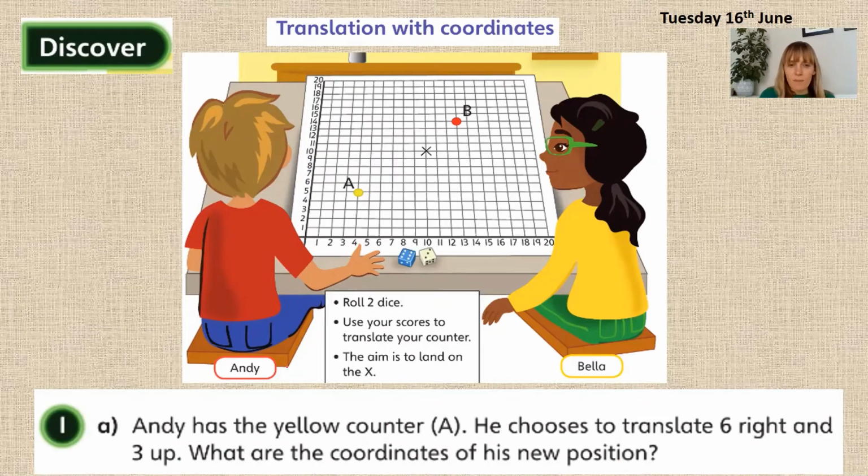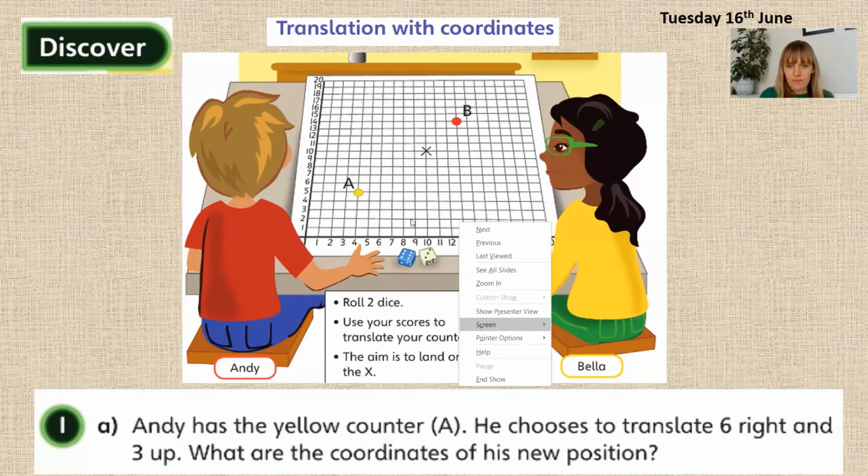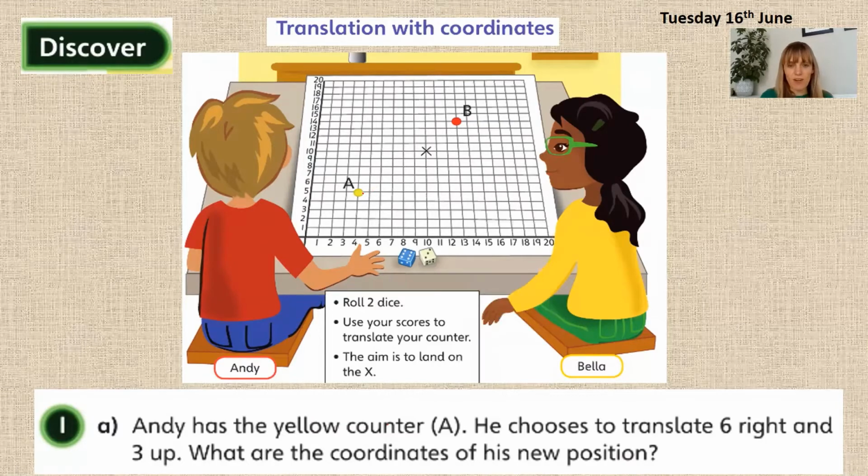So what we can do, a little bit like yesterday, he's going to go 6 across. So I think that he's chosen to translate 6 right. Now, in order to win this game, you've got to try and get your counter to land on X marks the spot, which is why he's definitely chosen to go 6 across. So let's see where that takes him.